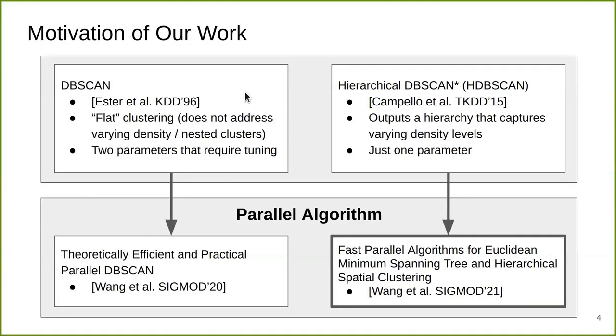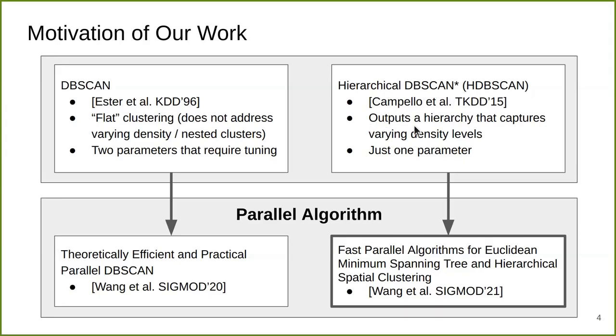Here's the motivation of our work. I have just talked about the DBSCAN algorithm. It is very useful, but it only returns flat clusterings. So it does not address varying densities and nested clusters in the dataset. It also has two parameters that require tuning. In 2015, Campello et al. proposed hierarchical DBSCAN star, which we will call HDBSCAN for short.